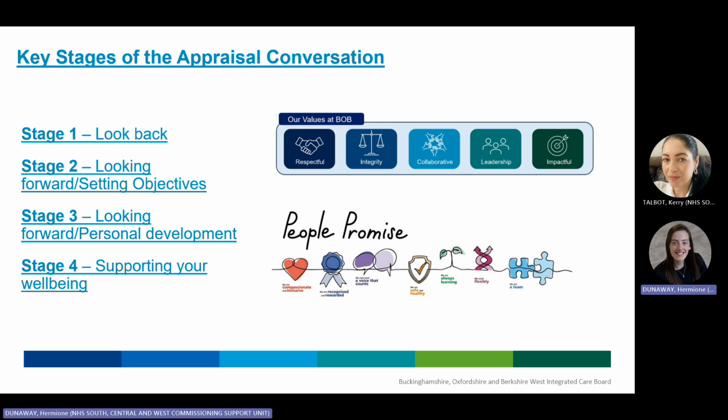And then finally, stage 4 looks at supporting employee wellbeing. And that involves making sure you discuss their overall wellbeing at work and any support they may need to fulfill their role and remain productive within their working environment.